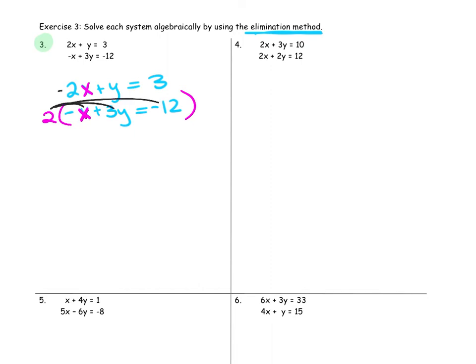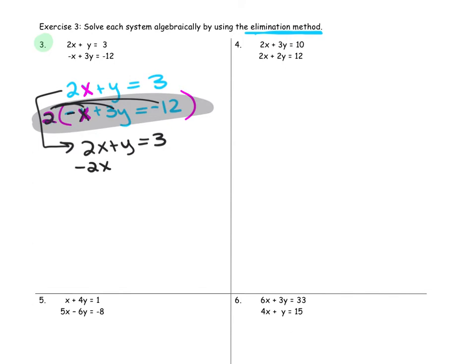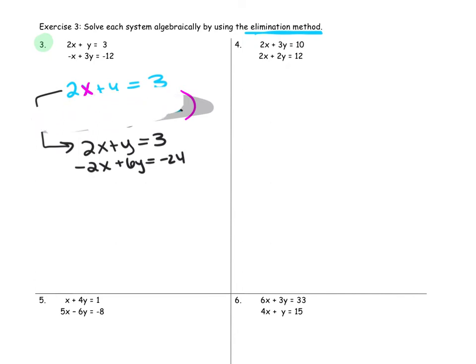Okay, let's do our distribution. Distribute. So rewrite the first line. Nothing changed here: 2x plus y equals 3. And now do the distribution here. The line below it will read 2 times negative x is negative 2x. 2 times a positive 3y is positive 6y. And 2 times a negative 12 is negative 24. You got to distribute throughout the whole thing. Okay, so now this is what I'm left with.